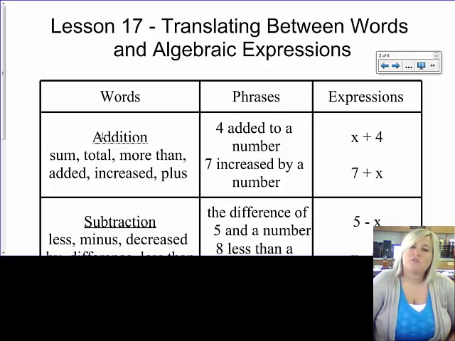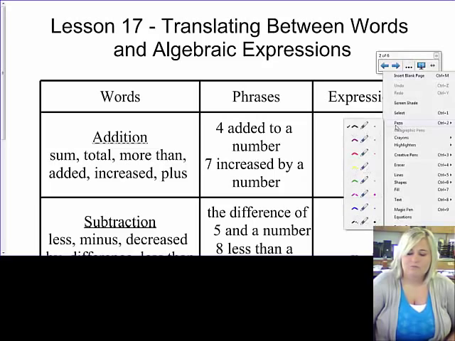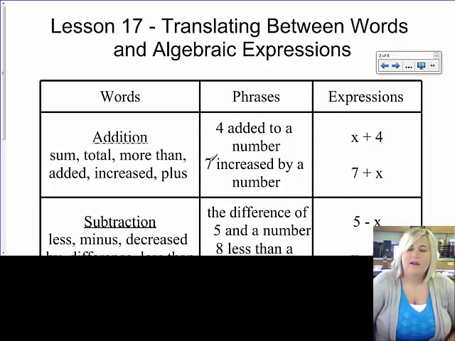For example, words for addition are the sum, finding the total, more than. If I have 3 more than 4, that means I'm going to add 3 to 4. Added, increased, and plus. Some example phrases they give us are 4 added to a number. So we're saying 4 right here is being added to a number. We don't know what number, so we just put X. Same for this one, 7 increased by a number. 7 is being increased by adding to it a number. We don't know what number because they just said a number.